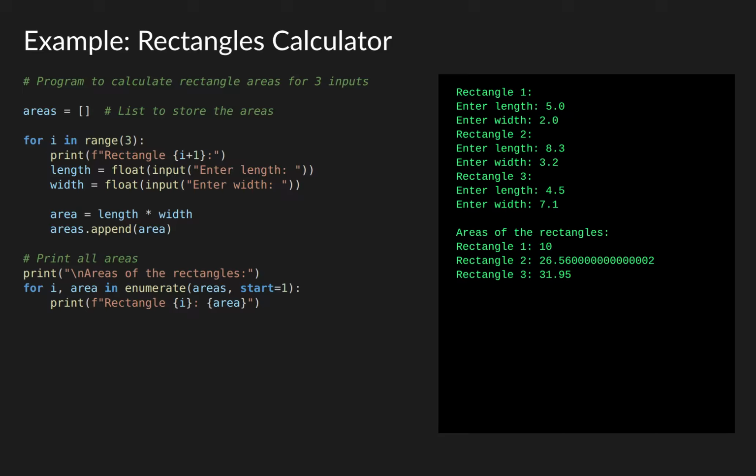For each rectangle, it displays the area in order. We see output like rectangle 1, 20.0, rectangle 2, 15.5, and so forth, depending on our inputs. All 3 areas appear in the console, one after the other. At the end, we have a clear summary of each rectangle's area.